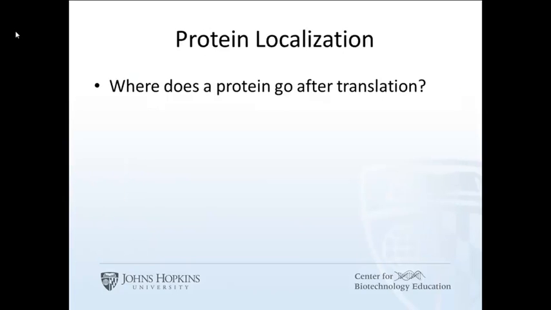Now let's transition to protein localization. That is a more difficult prediction, since the signals that are found in proteins are short. Let's examine a few places proteins could go in a eukaryotic cell after translation.